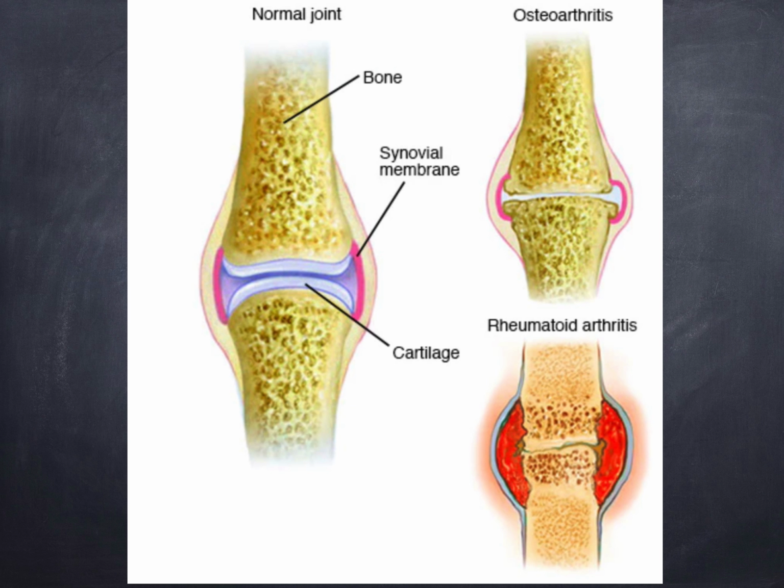Then here we have what is a normal joint. There's two bones here and here, and then you have the cartilage that protects the joint, protects the bone from rubbing on each other. So on the sides here, you have the synovial membrane.